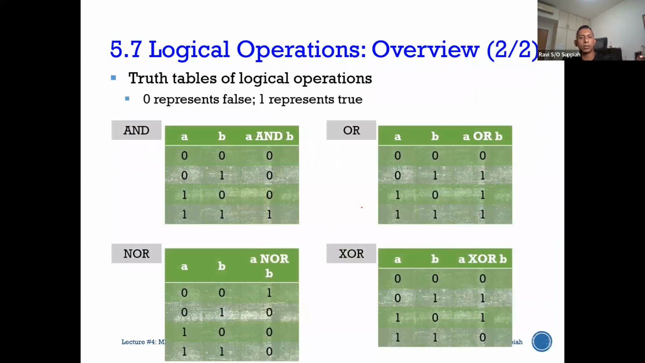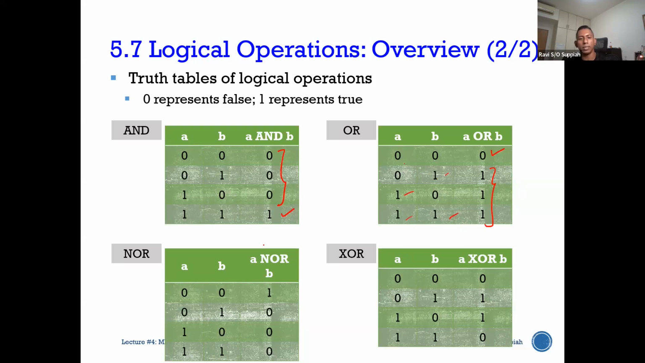So again, this is just a quick overview of AND gate, OR gate, NOR, and XOR. When I do an AND operation, as long as any input is 0, the output is 0, and if all are 1, the output is 1. If I do an OR operation, only when all inputs are 0, then the output is 0. As long as any one input is a 1, the output will be a 1.